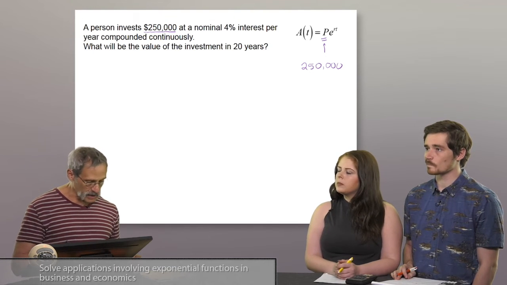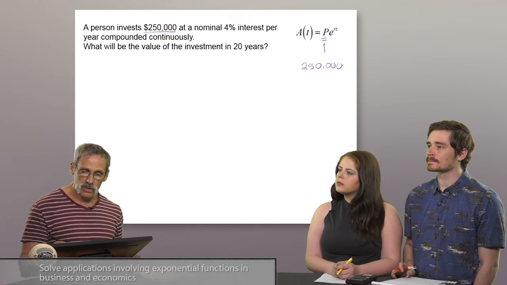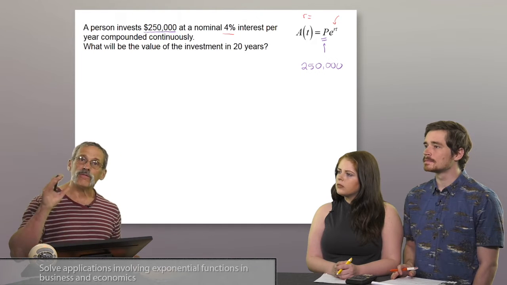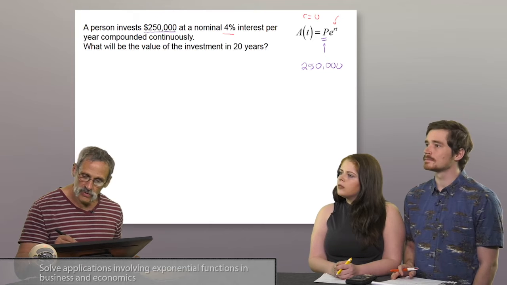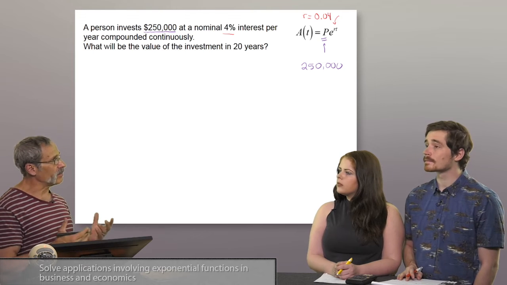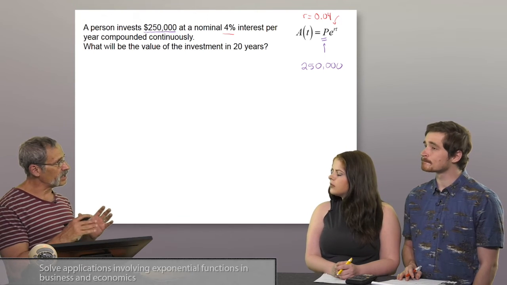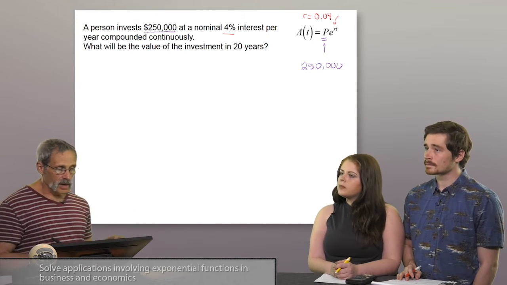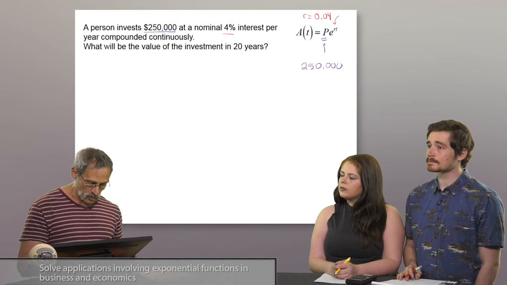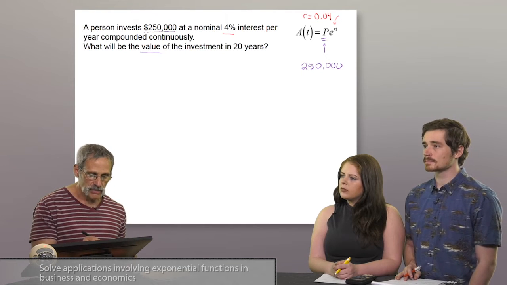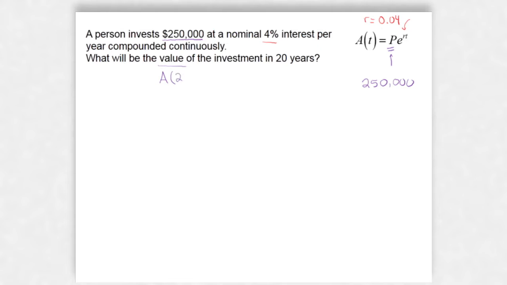So if we take a look at our variables, we know that our interest rate, which is r, is 4%, 4 per 100, or 0.04. And we're compounding continuously. This formula, A of t equals P times e to the rt, is referred to as continuous compounding. We're asked a question: what will be the value in 20 years? So we're looking at A of 20. We need to find the amount after 20 years.